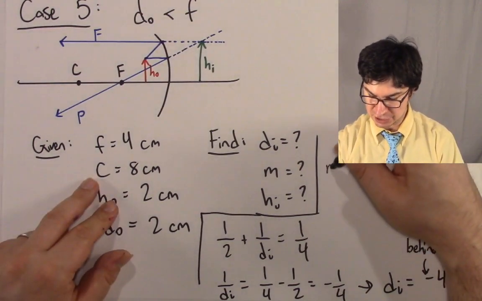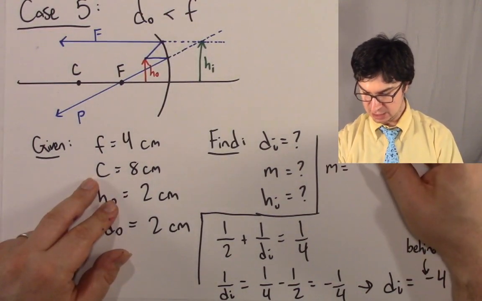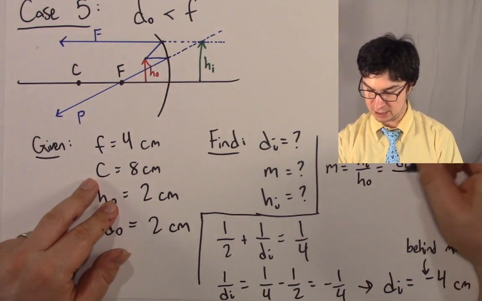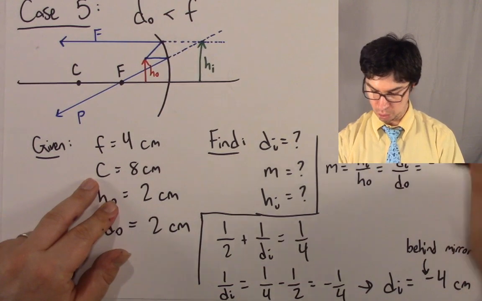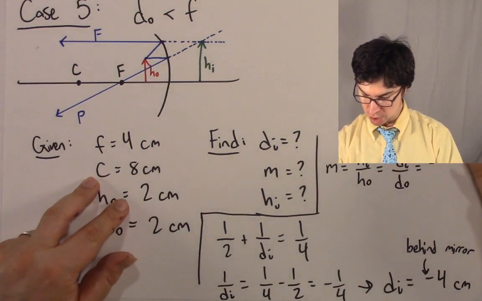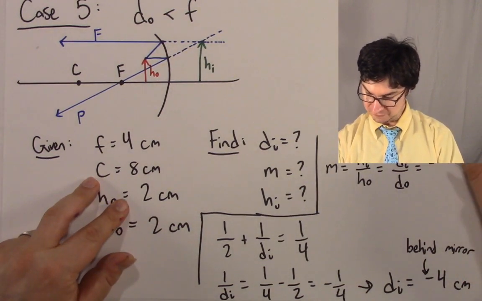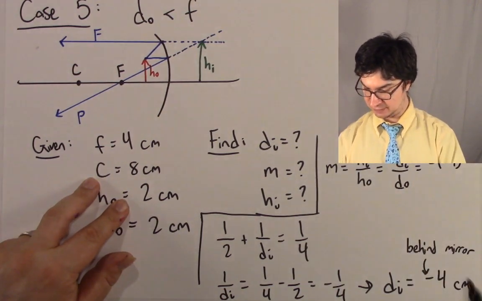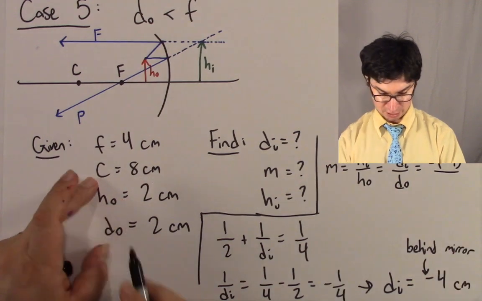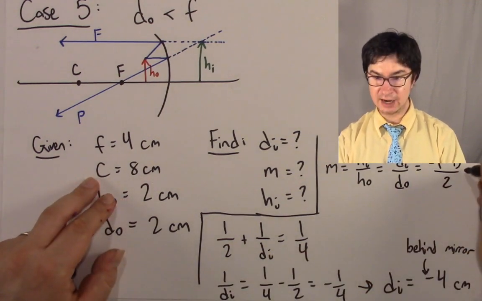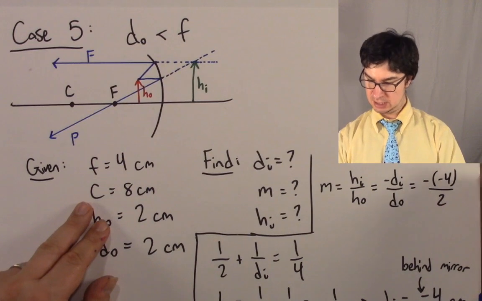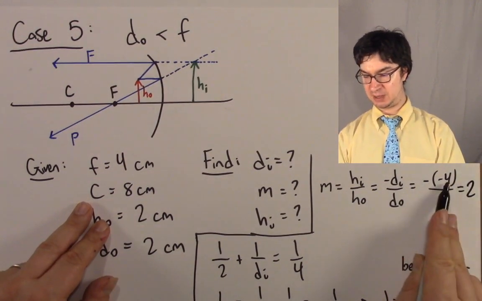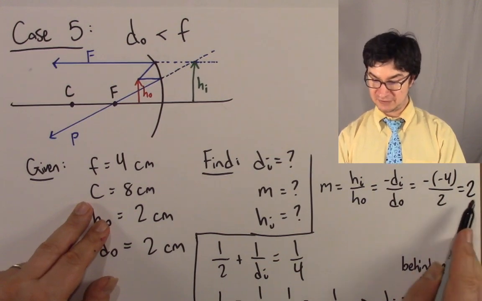All right. So the next thing we want to do is calculate the magnification. The magnification, by definition, is hi over ho, or simply negative di over do, or negative of negative 4 over the object distance of 2. And this equals 2, right? Negative of negative 4 is positive 4, over 2 is 2. So the magnification is 2.